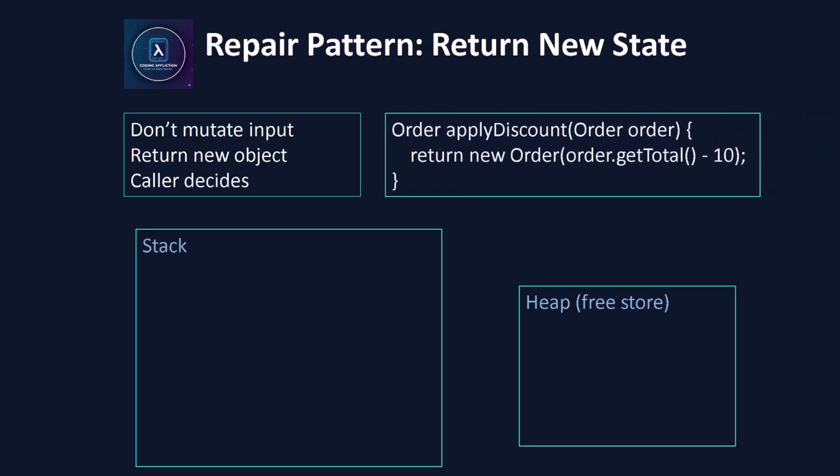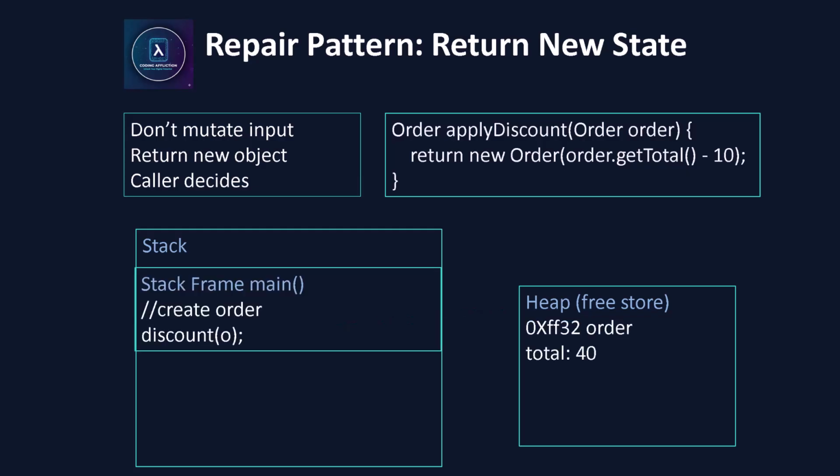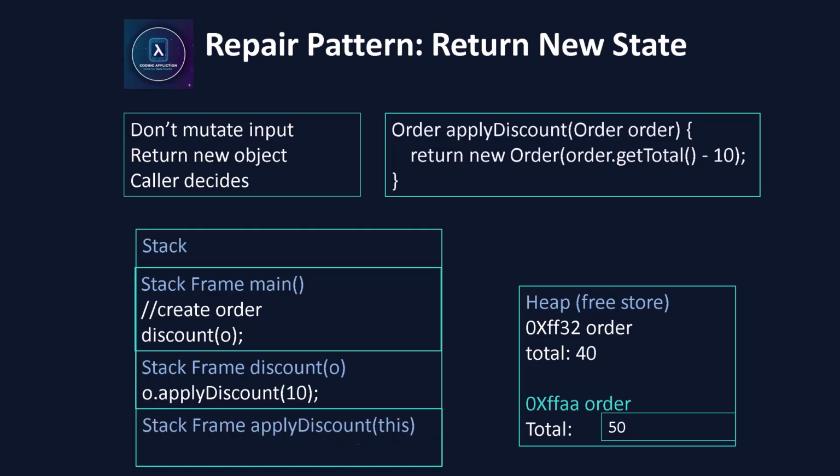Now mutation is controlled. The original object remains untouched. A new heap object is created. The caller decides whether to adopt the new state. Ownership remains clear. Yes, this can cost more memory, but boundary discipline often reduces far more expensive debugging later. Control mutation at the boundary owner.